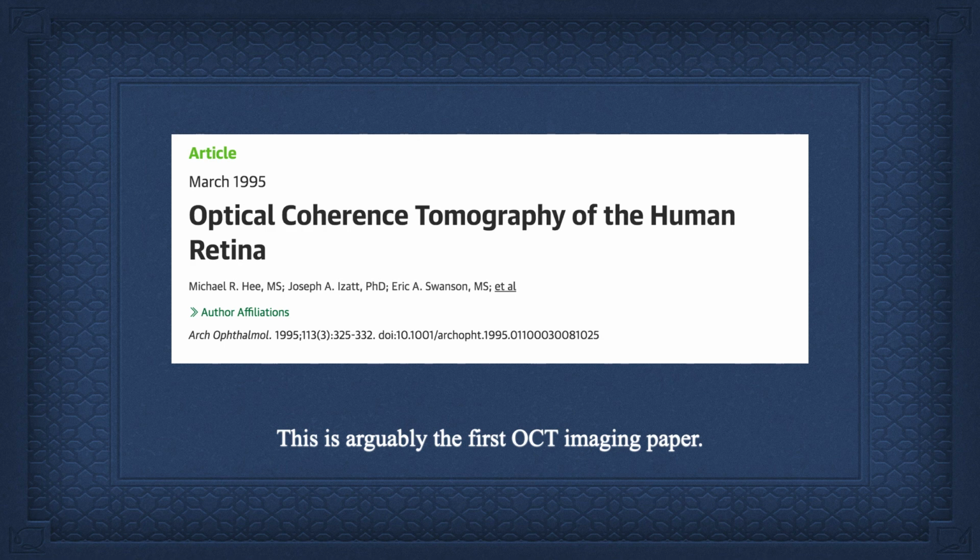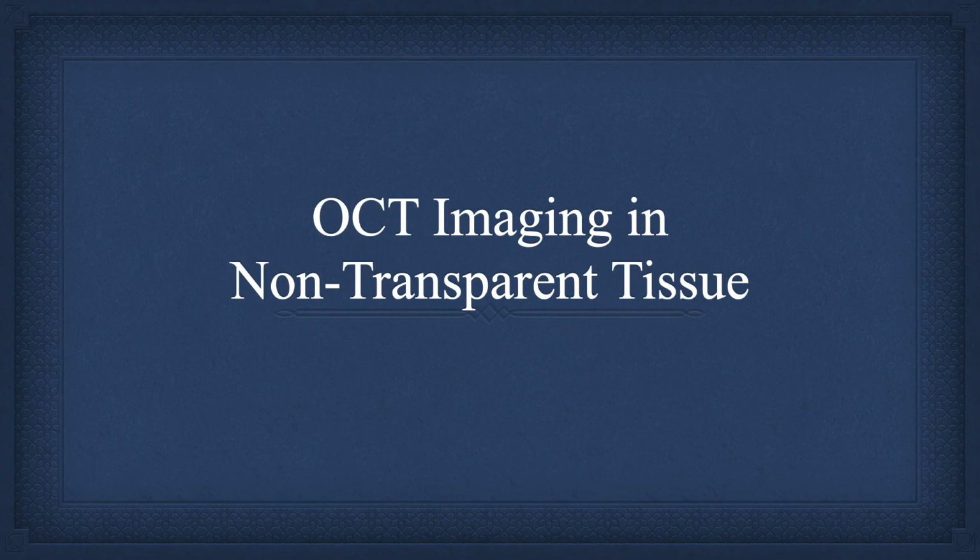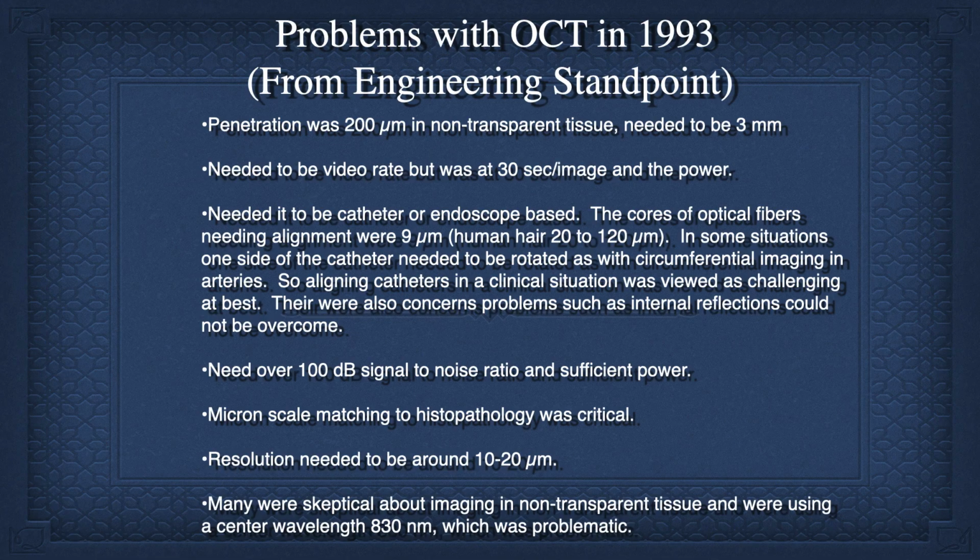But once you get into pathology, and you're starting to say you're seeing things like macrophages, then you've really got to match them on a micron scale. So, OCT imaging in non-transparent tissue. There were engineering things that needed to be overcome. And there were a lot of things you could engineer, but they weren't needed. So there were very specific issues.